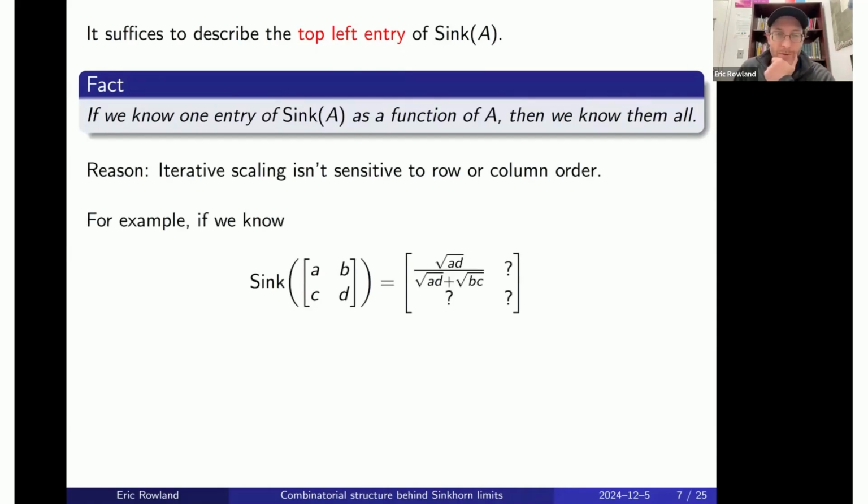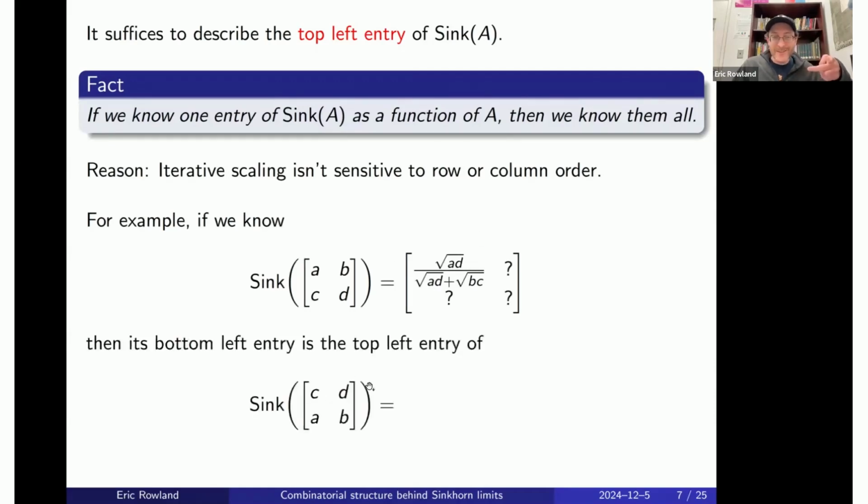Here's an example of this just to make it more concrete. Going back to Nathanson's result, suppose that Nathanson only proved the formula for the top left entry of the Sinkhorn limit of a 2x2 matrix. Well, by permuting the two rows and then using this same formula to get the top left entry of this Sinkhorn limit, what would that be? Instead of the square root of AD, we would have the square root of CB in the numerator. And then here we would have the square root of CB, and then the square root of, instead of BC, we would have the square root of DA.